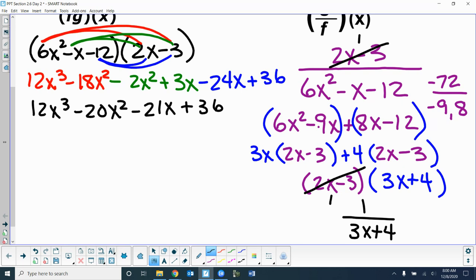So, number 4, yesterday's problem, was you had to add, subtract, multiply, and divide them. So Connor, what did you get when you added those two? Yeah, the first answer to number 4. I got 4x minus 12.